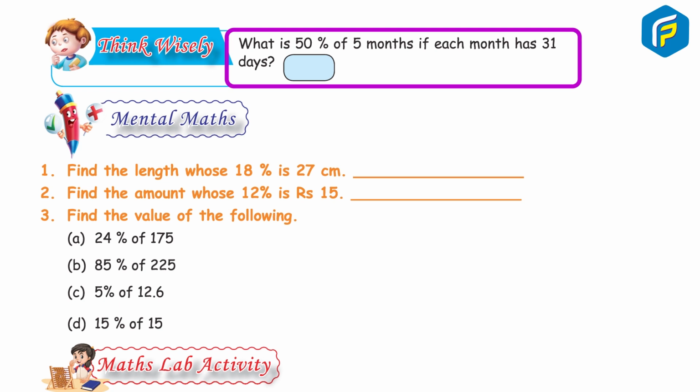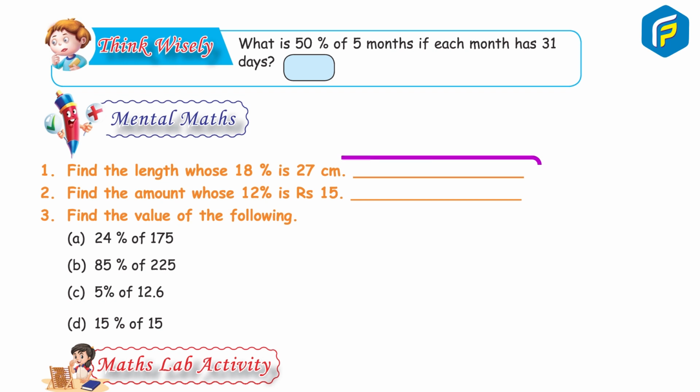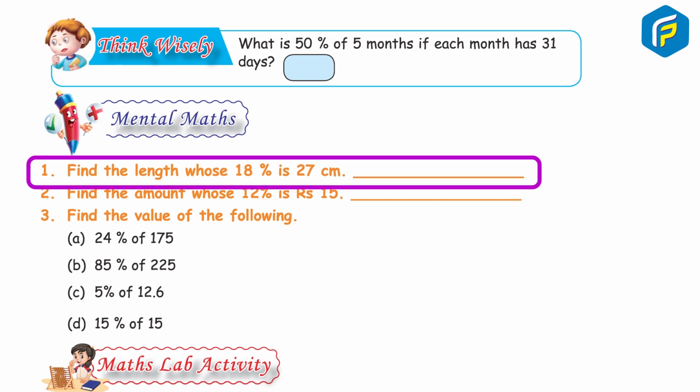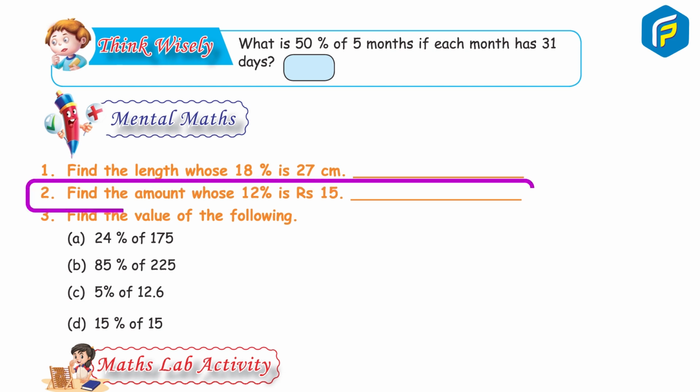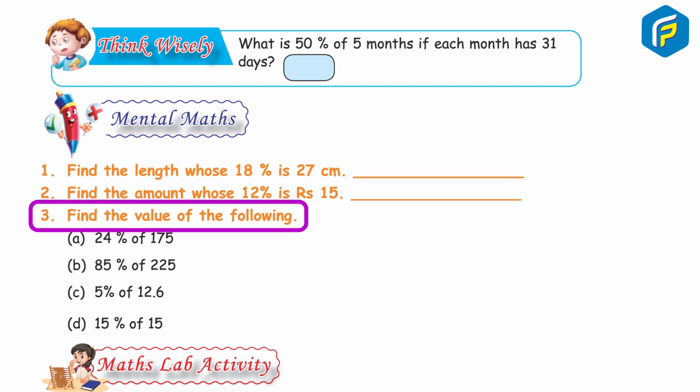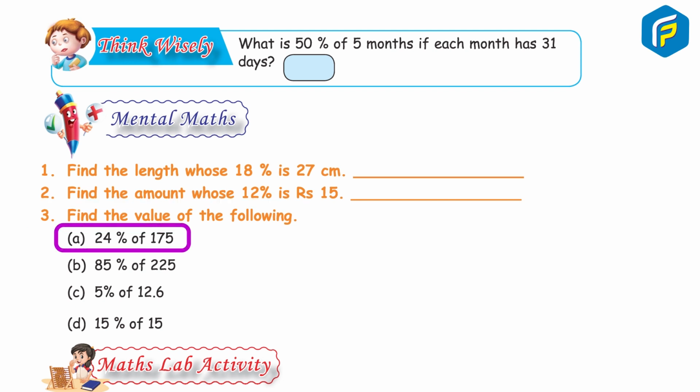Answer: 77.5. Mental math. 1. Find the length whose 18% is 27 centimeter. Answer: 4.86. 2. What is the amount whose 12% is rupees 15? Answer: 125. 3. Find the value of the following. A. 24% of 175, 42. B. 85% of 225, 191.25. C. 5% of 12.6, 0.63.